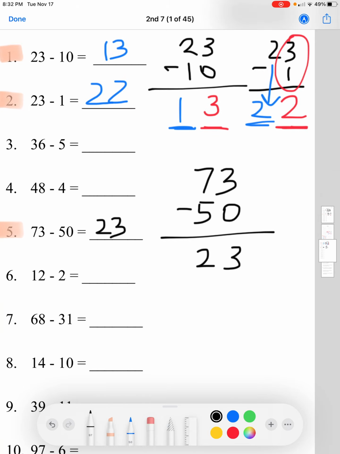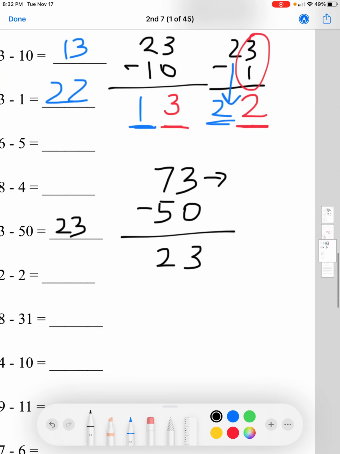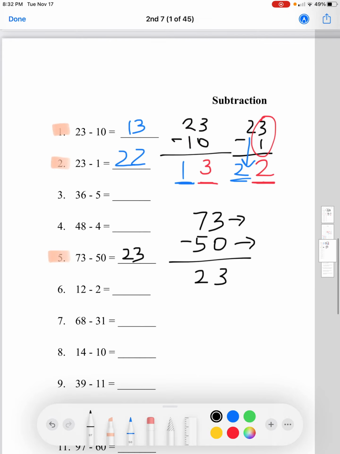Again, you can think of this. This is basically 7 tens and 3 ones. And this is 5 tens. So you're taking away 5 tens from 7 tens and 3 ones. So the ones will stay the same. And the tens will go from 7, and you take away 5, which equals 2. So that's how you get 23.